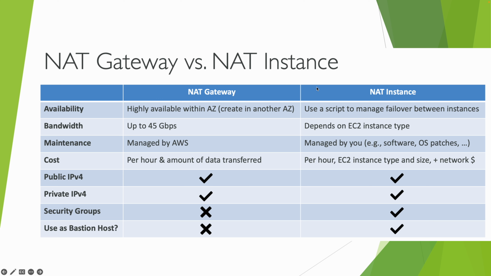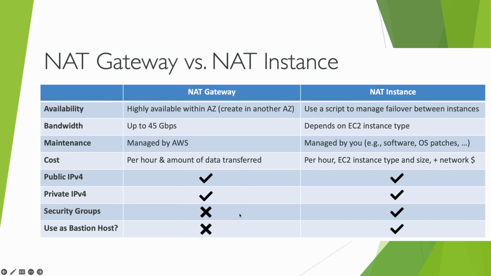For the NAT instance, it will also charge per hour for the instance. So based on the EC2 instance which you have selected for the NAT instance, that instance's cost per hour plus the network bandwidth cost will be charged. And it supports both public and private IPv4, so this is the same for both.